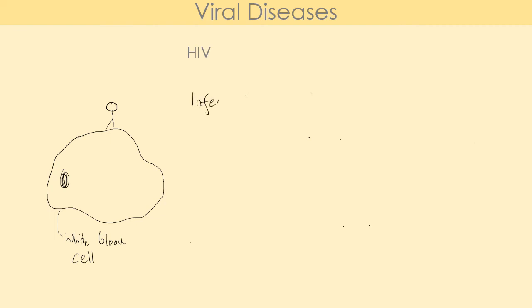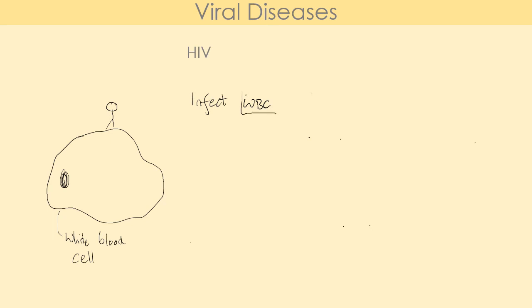Next, we will look at HIV. Now, HIV is another virus. This time it is spread through either sexual contact or through sharing of needles. Now, HIV will infect the white blood cells. So it will infect white blood cells and cause them to not function properly.